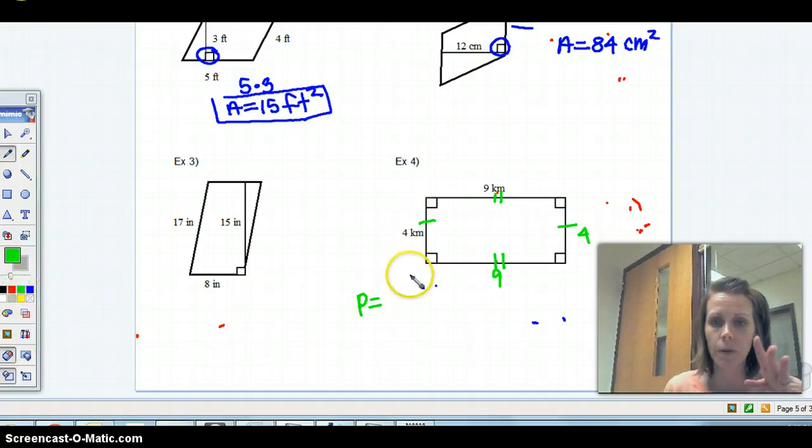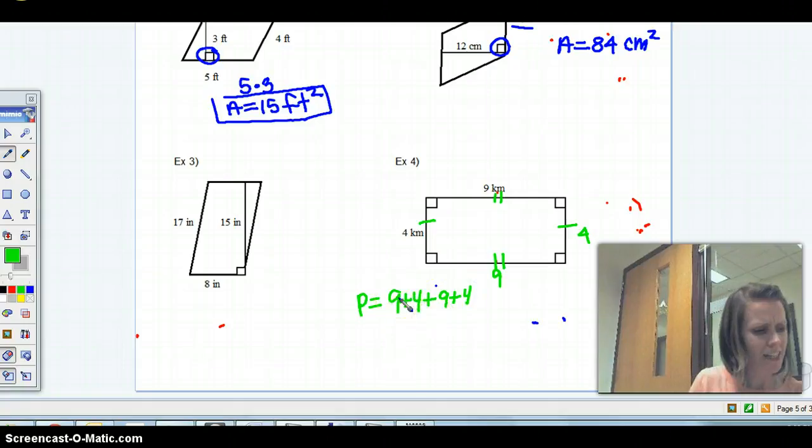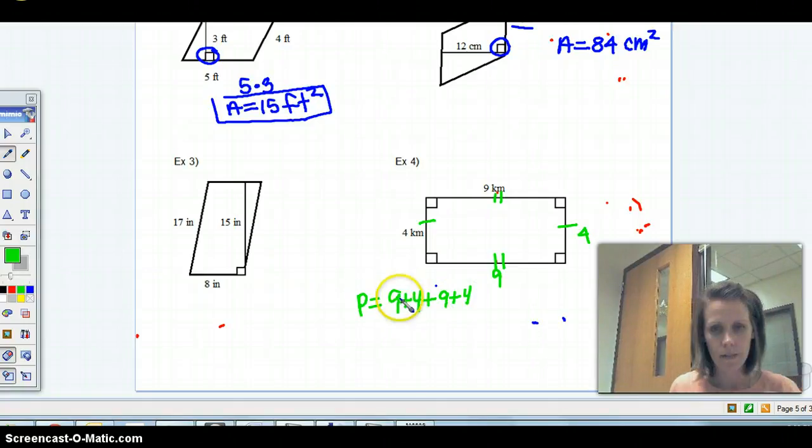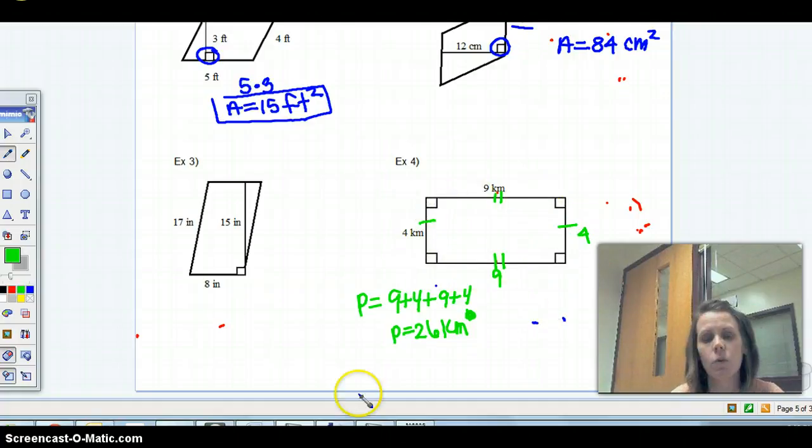So to find the perimeter, we're just going to add 9 plus 4 plus 9 plus 4. And when you do that, you get 18 plus 8, which would give you 26. So the perimeter is 26 kilometers. Oops, not squared. Just kilometers, because if you're walking around, you would go 26 kilometers. Okay, so you know area and perimeter of all 4 of these shapes by now, and you should be an expert at area. All right, good luck.